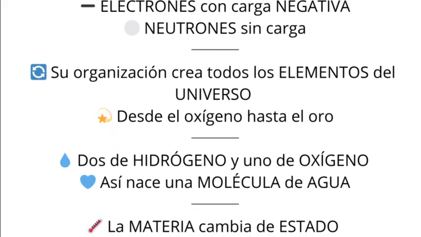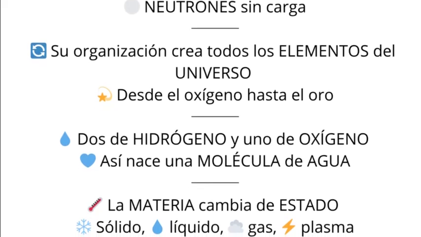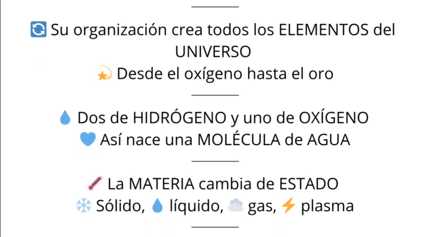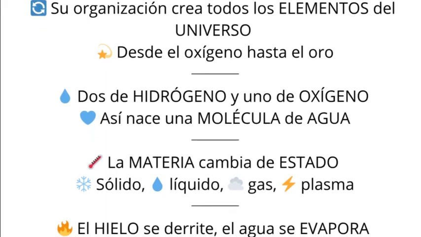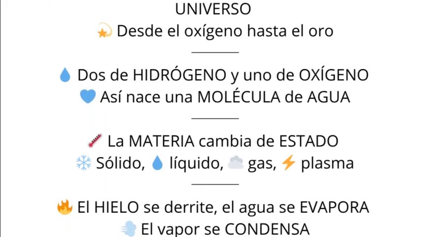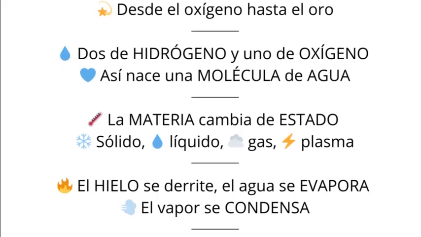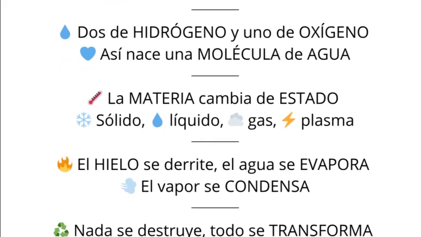When several atoms join together, they form molecules. For example, 2 atoms of hydrogen and 1 of oxygen form a molecule of water. And that same process, repeated billions of times, builds everything we can see, touch, or breathe.